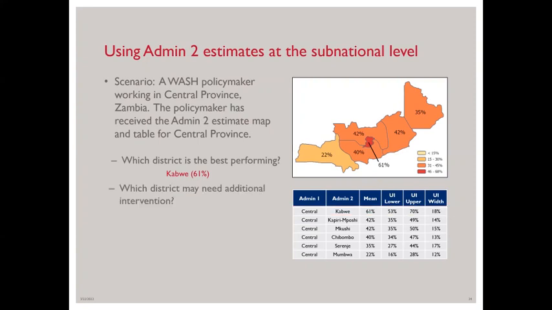Additionally, they might be interested in understanding which district might need additional intervention. And here that district would be Mumbwa, which is that lighter shaded, lighter yellow color on the western side of Central Province.